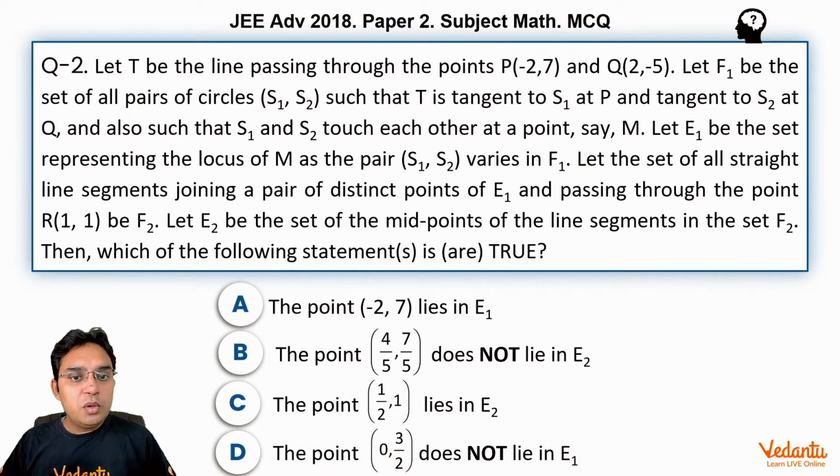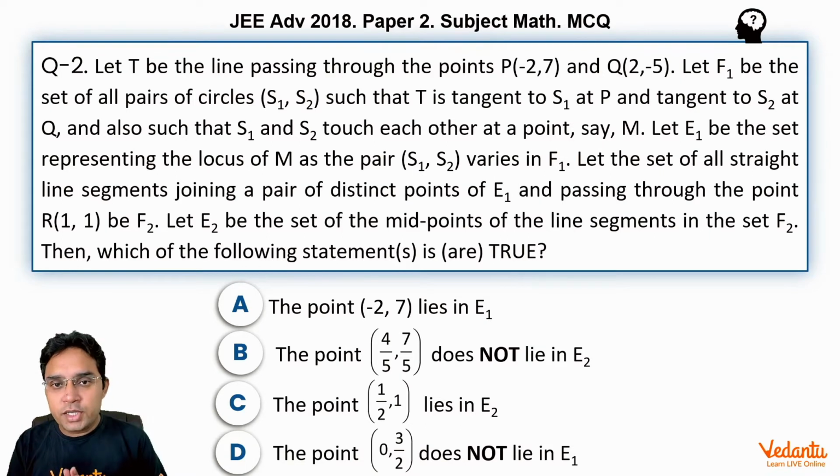Let E2 be the set of midpoints of the line segments in the set F2. Then which of the following statements are true? A, point (-2, 7) lies in E1. B, the point (4/5, 7/5) does not lie in E2. C, the point (1/2, 1) lies in E2. D, the point (0, 3/2) does not lie in E1.